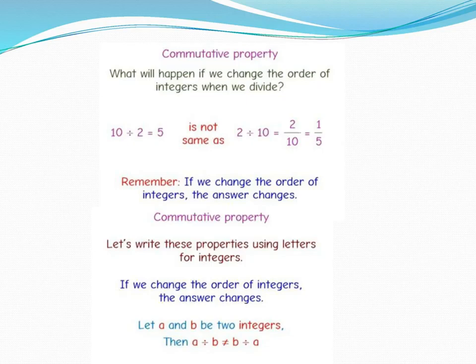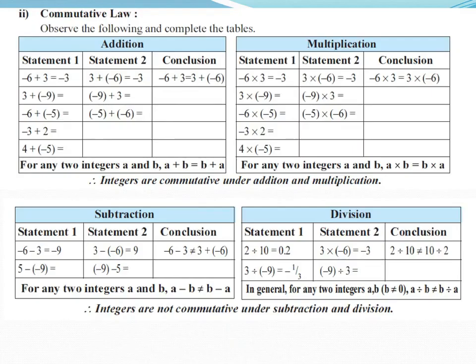In the first case, 10 divided by 2 gives an integer, but when we change the order, the quotient is not an integer. That means if we change the order of integers, the answer changes. So we conclude that integers do not follow the commutative property under division. That means, let a and b be two integers, then a divided by b is not equal to b divided by a. Students, observe this table and fill in the empty boxes.